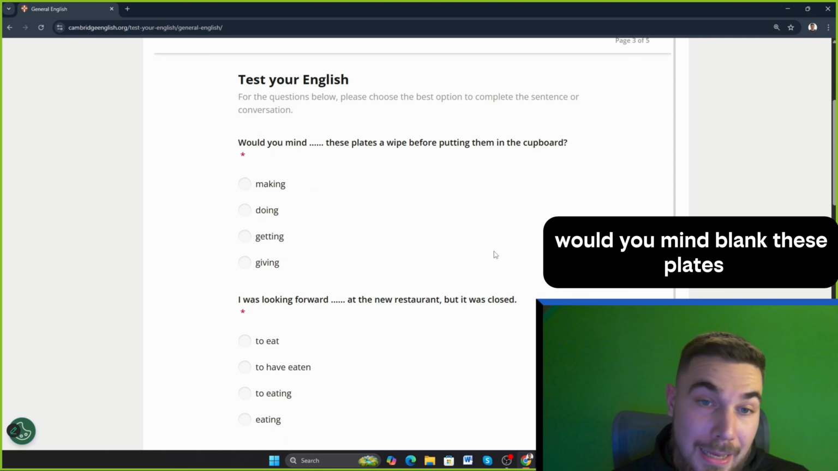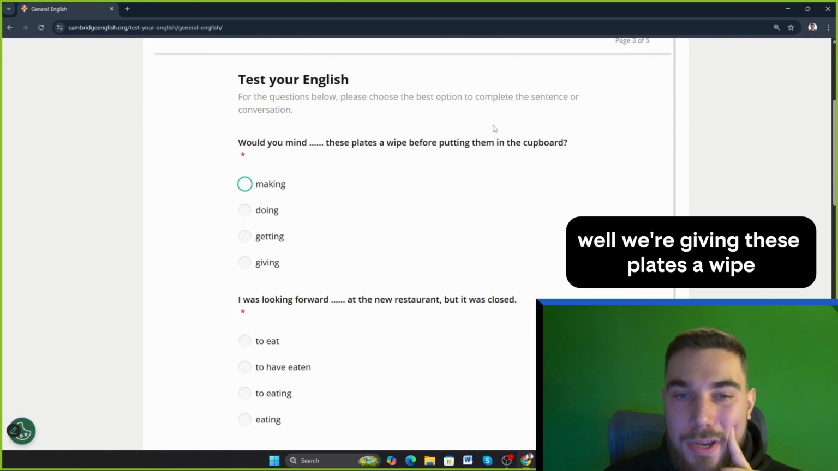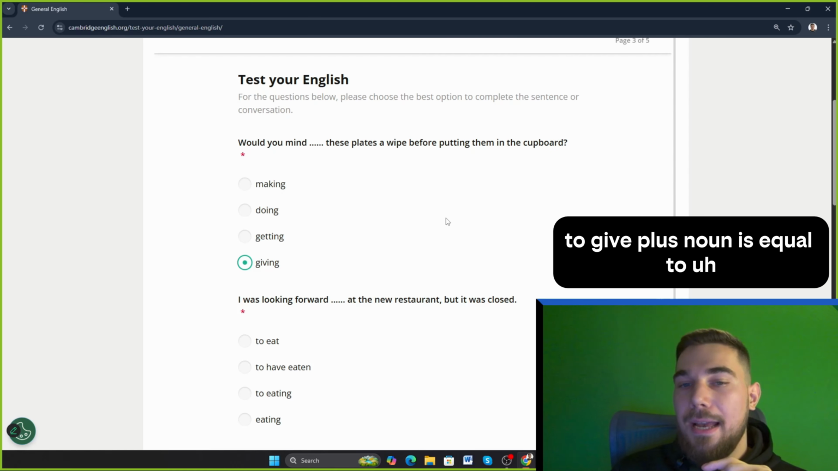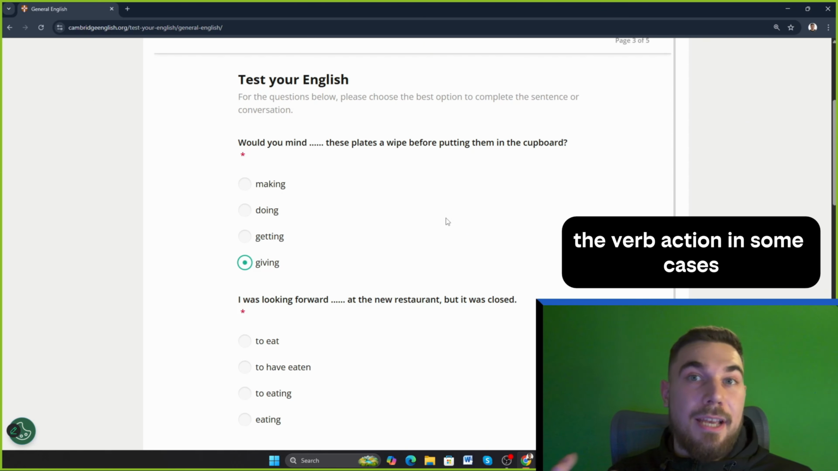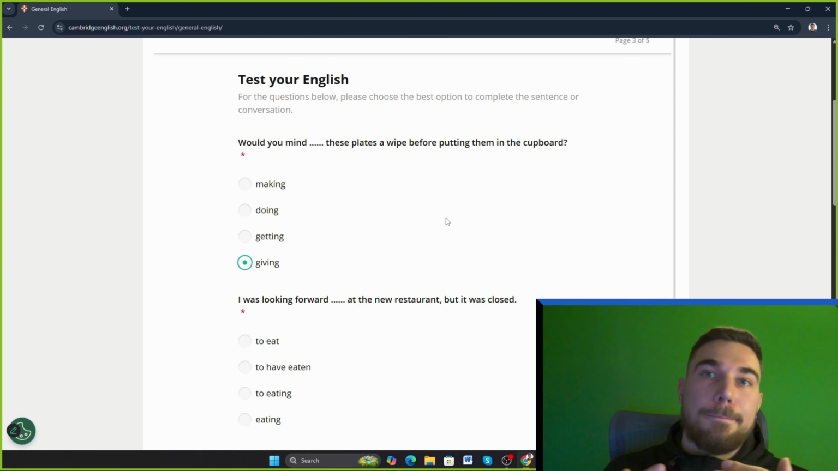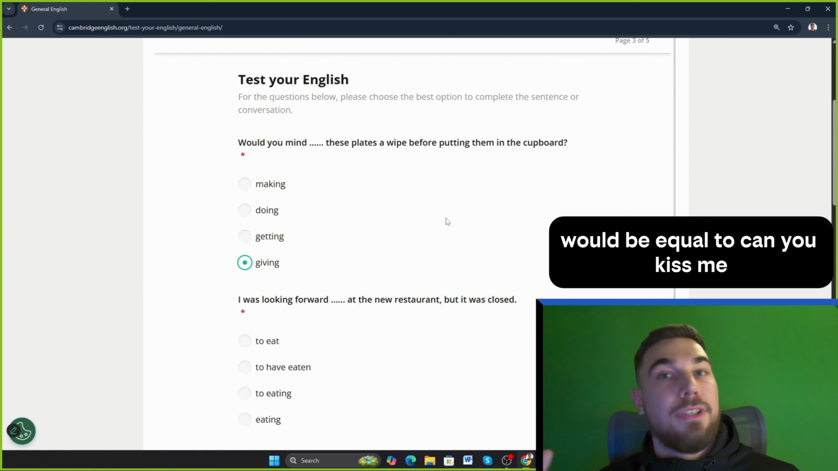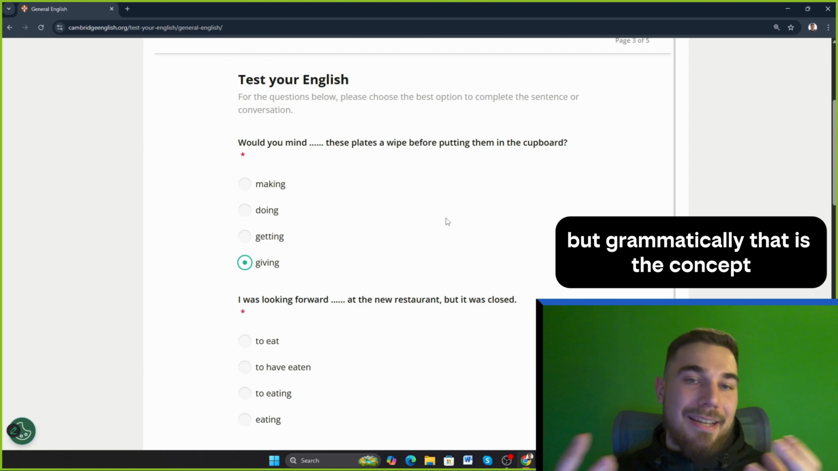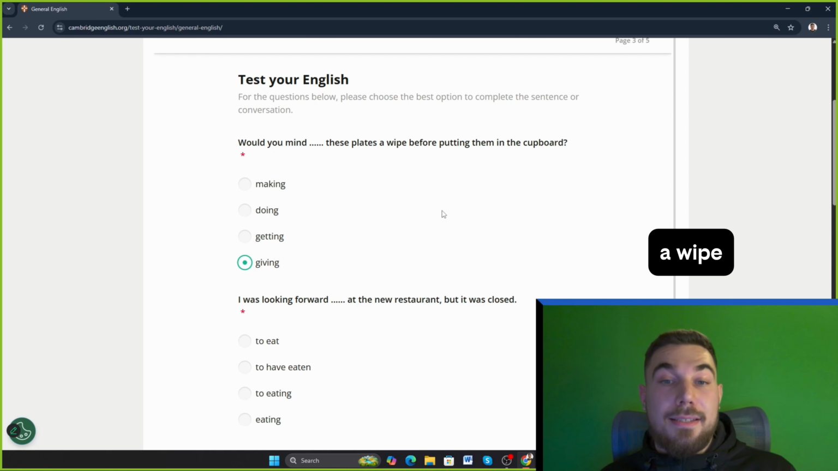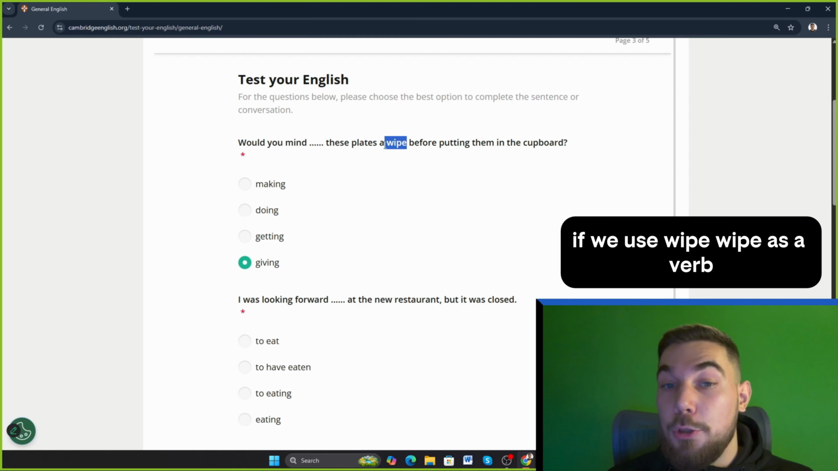Would you mind blank these plates a wipe before putting them in the cupboard? Well, we're giving these plates a wipe. To give plus noun is equal to the verb action in some cases. So for example, can you give me a kiss would be equal to can you kiss me? Like, maybe it's not the best sentence as an example, but grammatically that is the concept. In this case, give plates a wipe or wipe these plates would be another possible option if we use wipe as a verb.